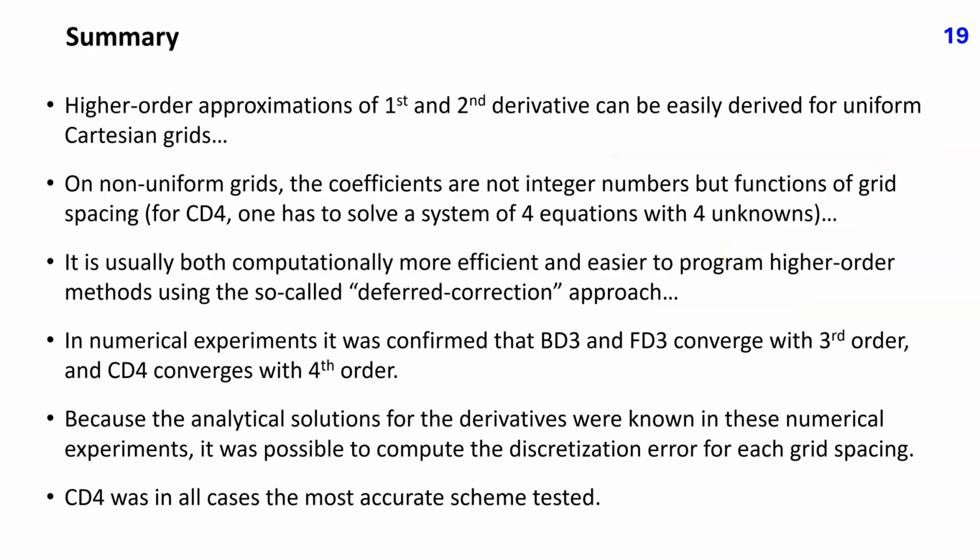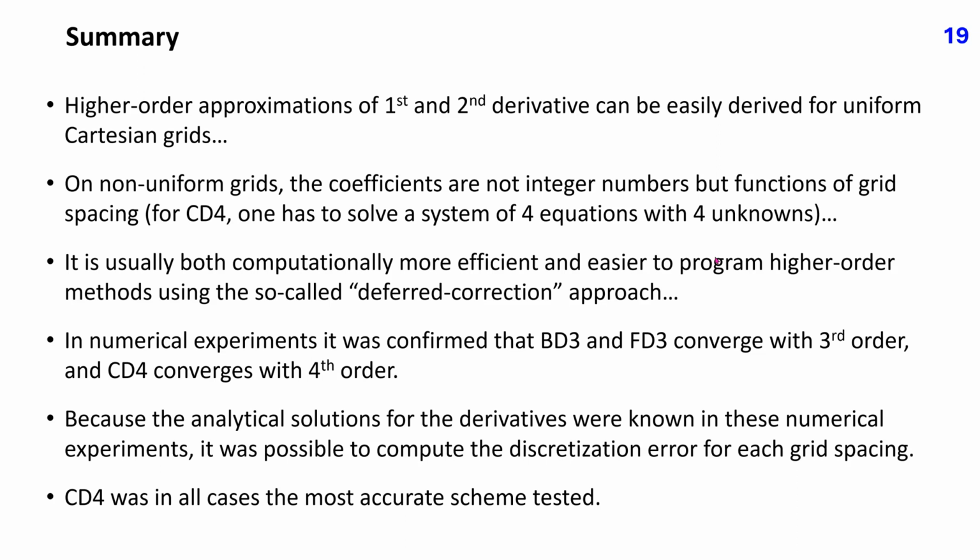This is a brief summary of the lecture on advanced finite difference approximations. Higher-order approximations of first and second derivative can be easily derived for uniform Cartesian grids using polynomial fitting. The same goal can be achieved using Taylor series expansion. On non-uniform grids, the coefficients are not integer numbers but functions of grid spacing. For CD4, one has to solve a system of 4 equations with 4 unknowns.